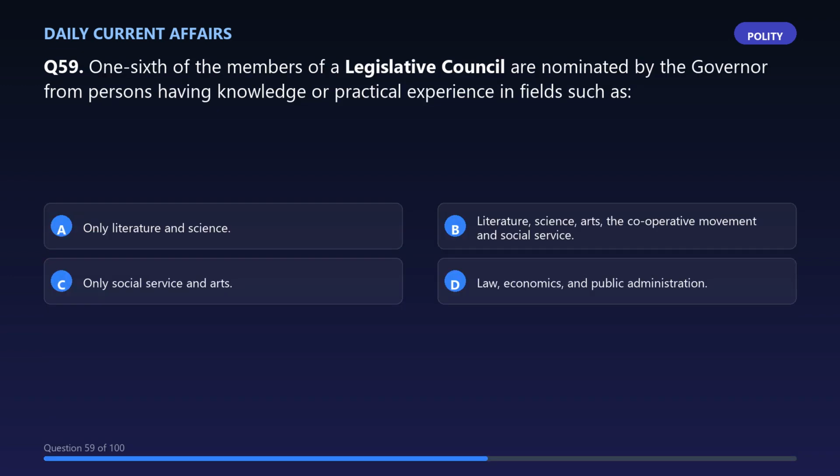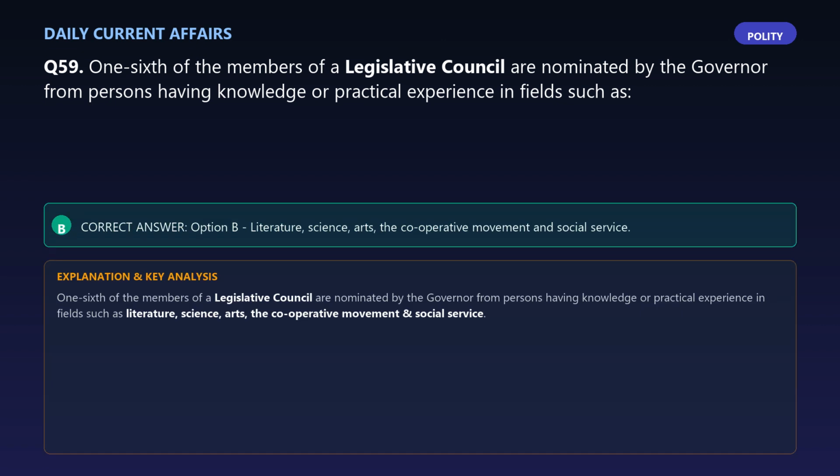Question 59. 1/6 of the members of a legislative council are nominated by the governor from persons having knowledge or practical experience in fields such as. The correct answer is option B, literature, science, arts, the cooperative movement and social service. Explanation: 1/6 of the members of a legislative council are nominated by the governor from persons having knowledge or practical experience in fields such as literature, science, arts, the cooperative movement and social service.